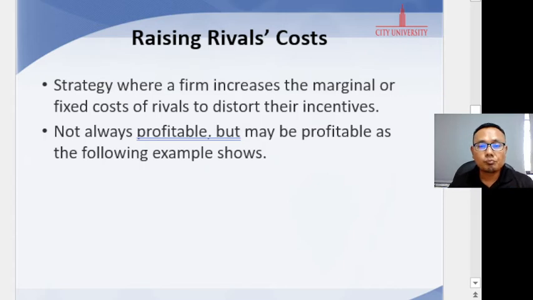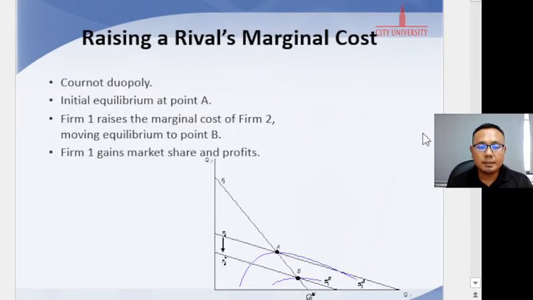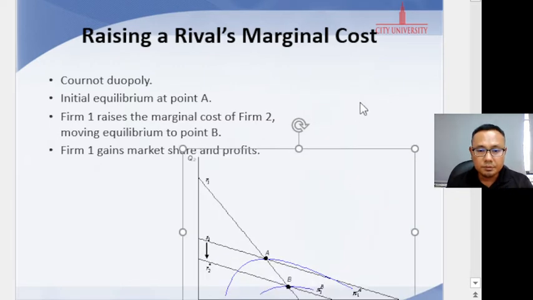Provided the cost of implementing such a strategy is sufficiently low, the firm that raises a rival's cost may gain at the expense of the other firm. So to illustrate and understand this kind of strategy, you can see from here, trying to make it bigger. Okay, R1, this is R1, and R2.